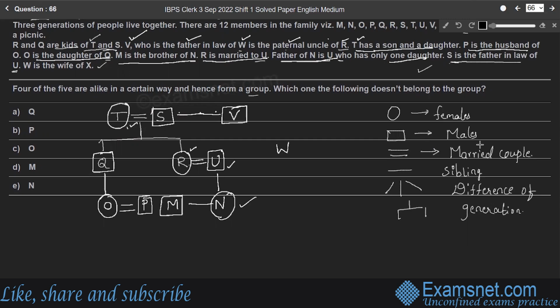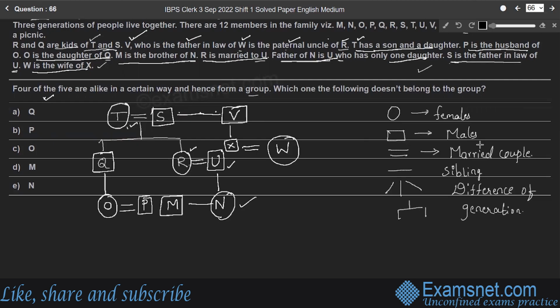The next part, W is the wife of X. So W is a female, and X and W are a married couple. Therefore, X is the son of V. All points are over. So the question is, 4 of the 5 are alike in a certain way and hence form a group. Which one of the following doesn't belong to the group?